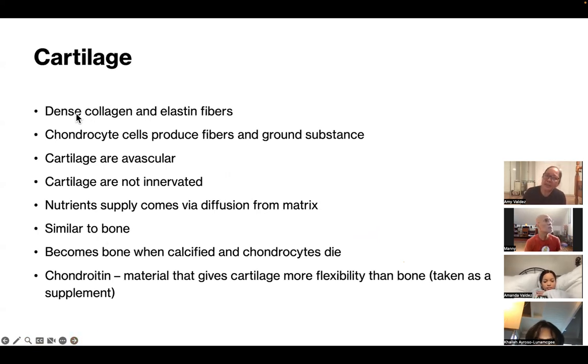Cartilage has dense collagen and elastin fibers. The chondrocytes, the cells, produce the fibers and ground substance. Cartilage is avascular, meaning it doesn't have a blood supply, and it is not innervated, meaning it doesn't have nerves, which also means it doesn't have pain receptors. So when you do feel pain, like in your joints, where do you think you're feeling that? I don't have an answer for that question. I just thought I'd put it out there. Something to think about. But the danger is that if we are wearing out our cartilage before the point of pain, since there are no receptors there, we won't know until it's too late.